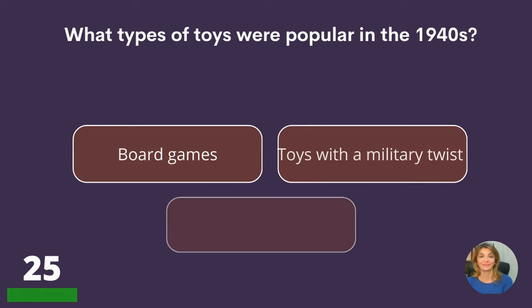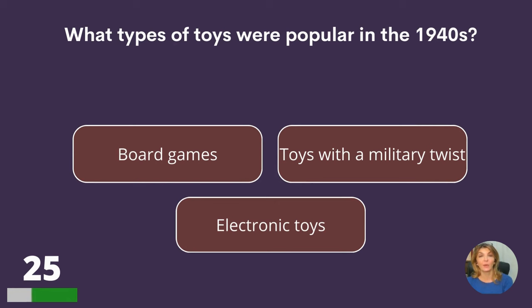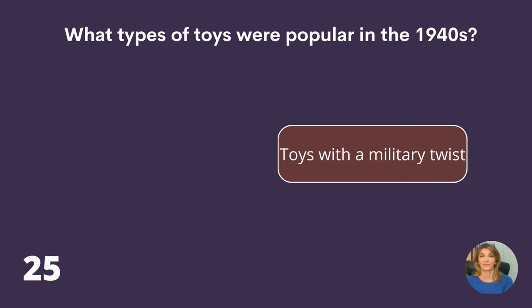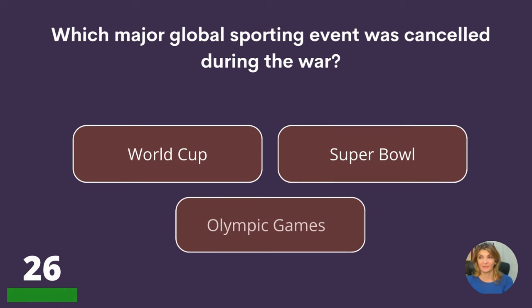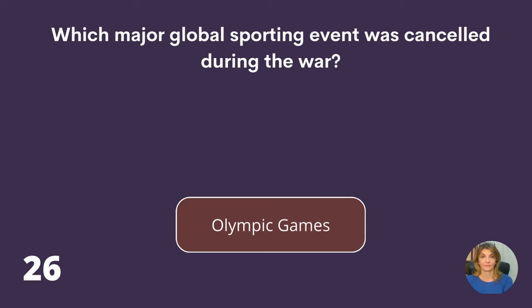What types of toys were popular in the 1940s? Board games, toys with a military twist, or electronic toys? Toys with a military twist. Which major global sporting event was canceled during the war? The World Cup, the Super Bowl, or the Olympic Games? The Olympic Games.